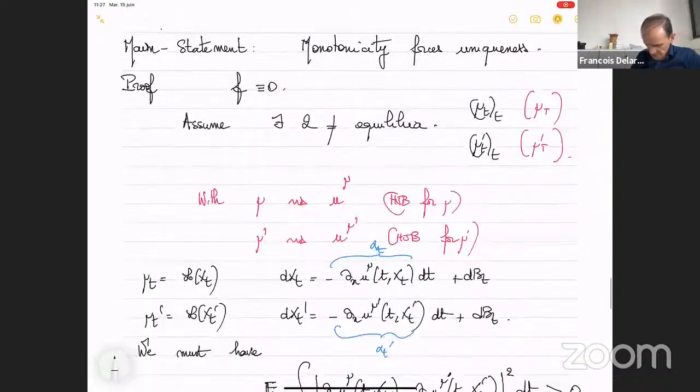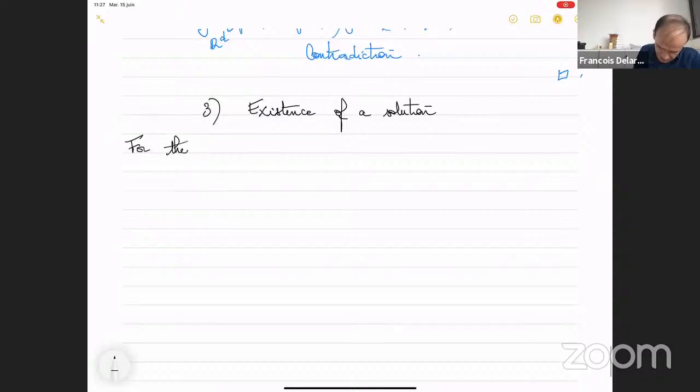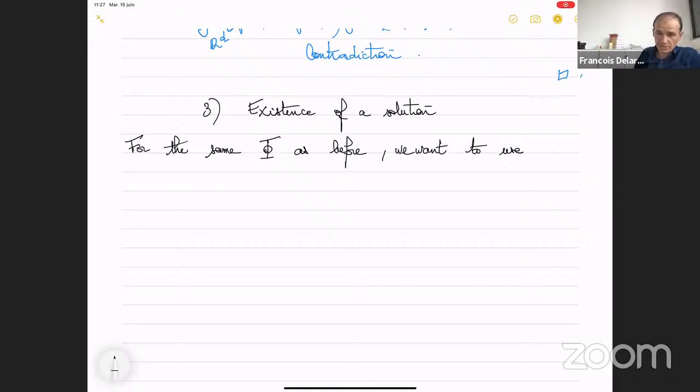So for the same phi as before, we want to use a fixed point theorem without uniqueness. There are several of them, but what we are going to use is a topological fixed point argument, and this is Schauder's theorem that I'm going to use next. So please keep in mind this capital phi for the next part of the lecture. I will explain to you, not the whole detail, but part of the way to implement Schauder's theorem and then to get existence under the setting that we have been using.